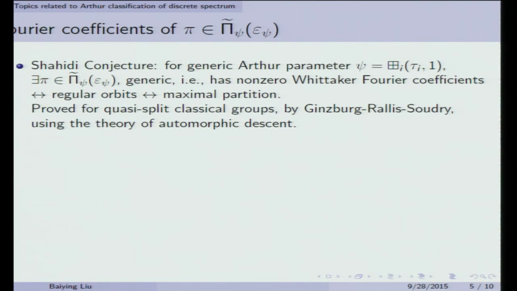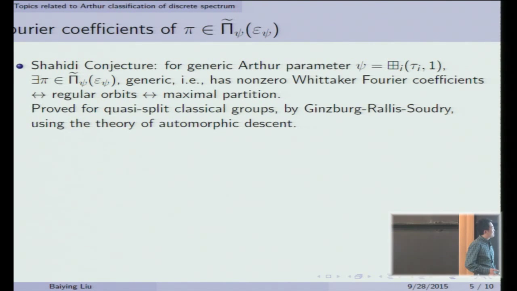First, Shahidi has this conjecture. If all the b_i's of the Arthur parameter are 1, which is called a generic Arthur parameter, then there is a pi which is generic. Actually, this pi is cuspidal, so it has a non-zero Whittaker Fourier coefficient corresponding to the regular orbit and maximal partition. This has been proved for quasi-split classical groups by Ginzburg, Rallis and Soudry using the theory of automorphic descent.